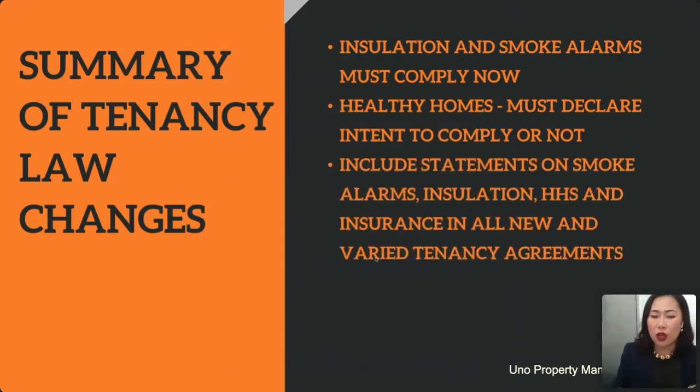3, you have to include 4 things in your tenancy agreement: smoke alarm statement, insulation statement, healthy home declaration or compliance details from 1st of December, and insurance details, in all of your new tenancy agreements, as well as fixed term renewal documents. Okay, so I think this will be a very important point for especially private landlords to take away today, is what goes into a tenancy agreement. Otherwise, your tenancy agreement will not even be valid.